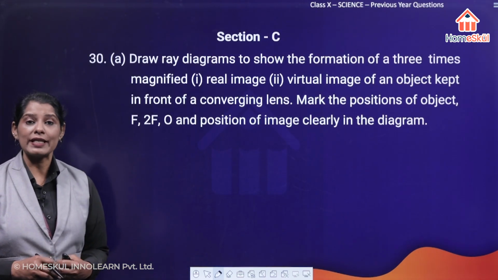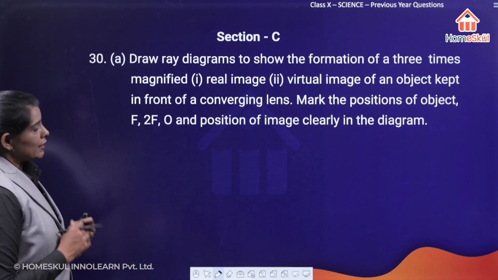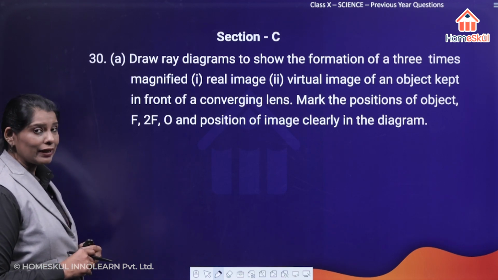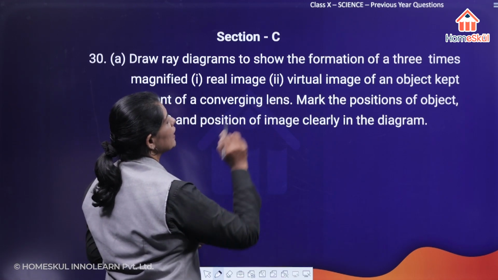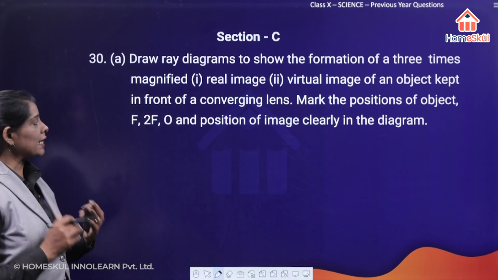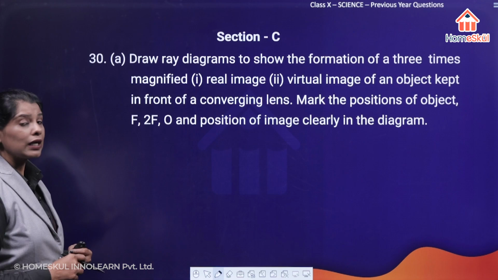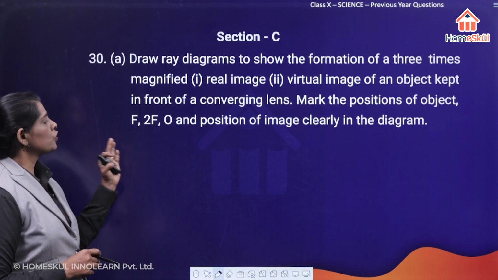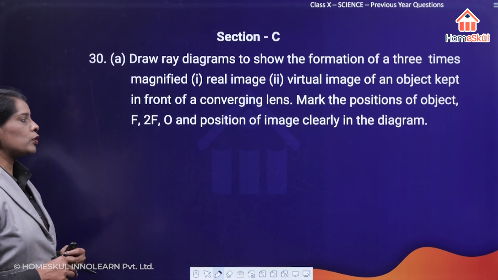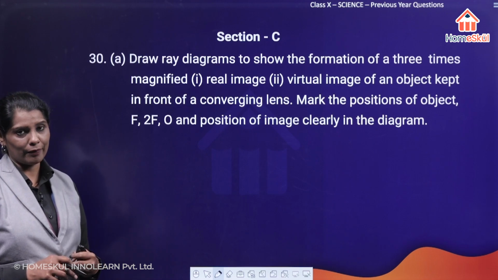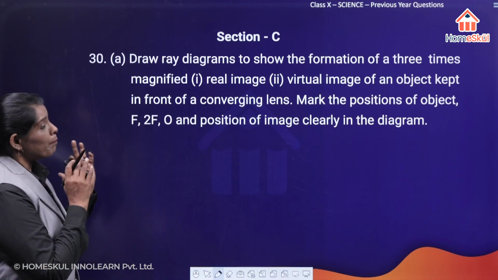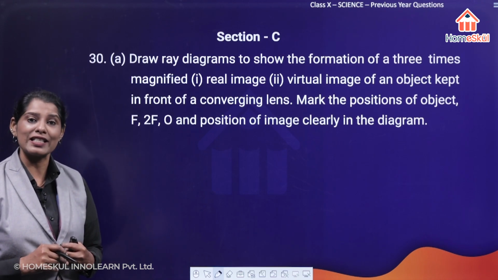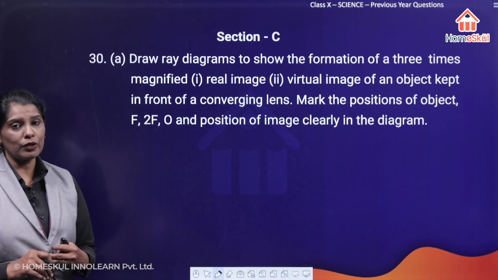Question number 30, which is from section C. A part says, draw ray diagrams to show the formation of a 3 times magnified real image as well as virtual image of an object which is kept in front of a converging lens. Converging lens is a convex lens. Mark the positions of the object, that is F, 2F, O, and also the position of the image clearly in the diagram. So when we have to get a 3 times magnified image in the case of a converging lens, that is convex lens, where should we keep the object?